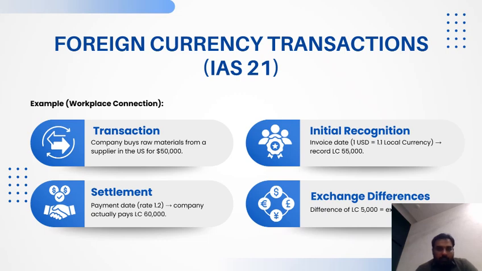Let me explain with an example. Suppose a company purchases raw material from a US supplier for $50,000 at the invoice date, when $1 equals 1.1 local currency. The company records 55,000, but when payment is made later at the new rate of 1.2, the company actually pays 60,000 in local currency. This additional 5,000 local currency is recognized as an exchange loss in the profit and loss account. This demonstrates how exchange differences directly affect the financial results.